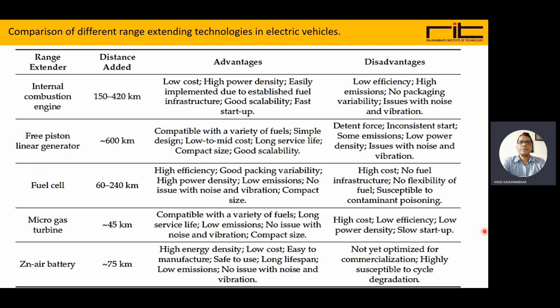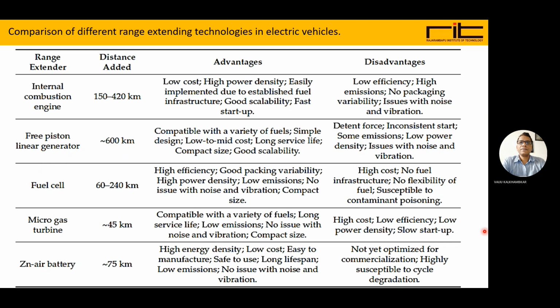The next is the micro gas turbine. Range is still lower, in the range of 45 kilometer. It is compatible with a variety of fuels, has long service life, low emissions, no issues with noise and vibration, and again compact size. The disadvantages of the micro gas turbine are high cost, low efficiency, low power density, and slow startup.